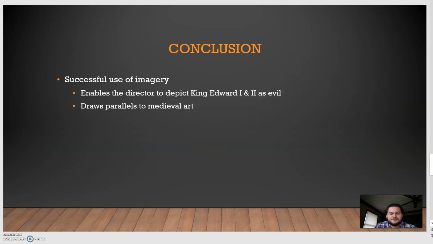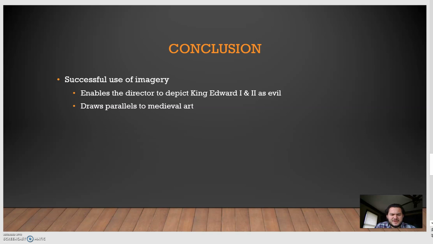So in conclusion, the director did use imagery in a very successful manner to depict King Edward I and II as evil. He uses a lot of color schemes, such as dark reds, which are typically associated with evil, to highlight their sinisterness. And they also show them doing things such as raising the dragon banner and throwing out the rules of chivalry in order to fight Robert the Bruce.